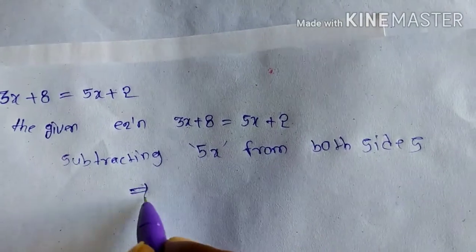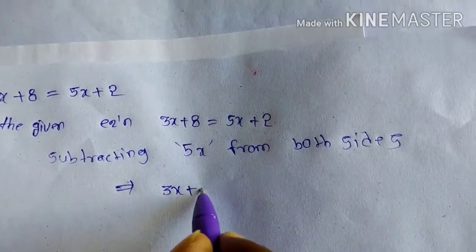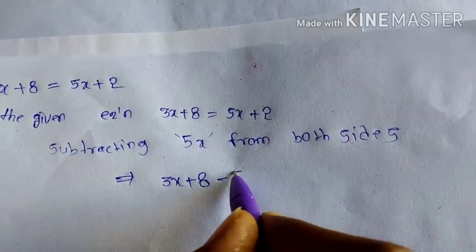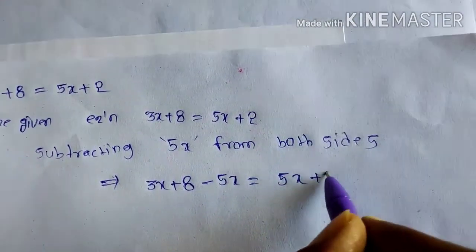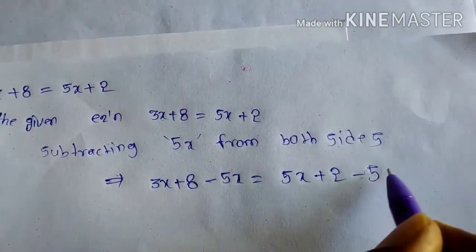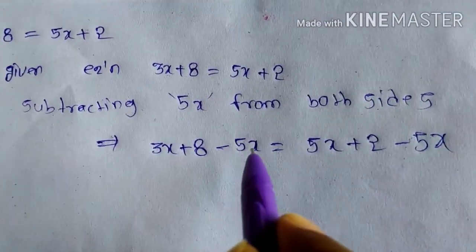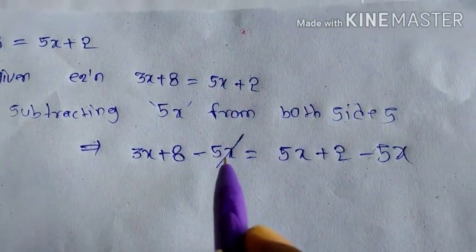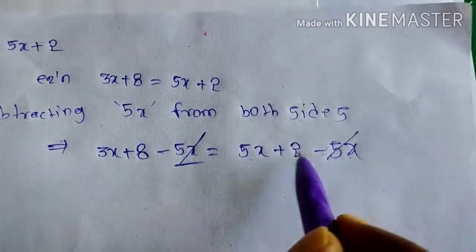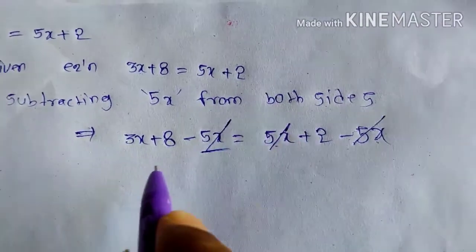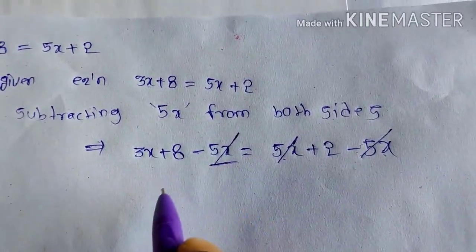See here, I am writing 3x plus 8 minus 5x is equal to 5x plus 2 minus 5x. Here plus 5x minus 5x should be cancelled. Yes or no? Yes. Here 3x minus 5x is equal to how much?